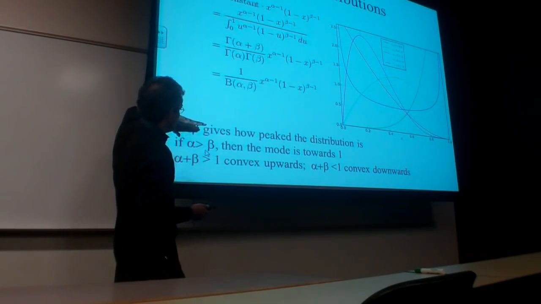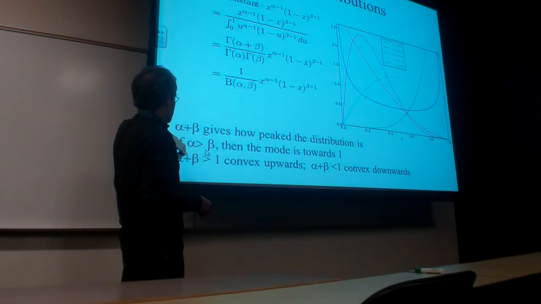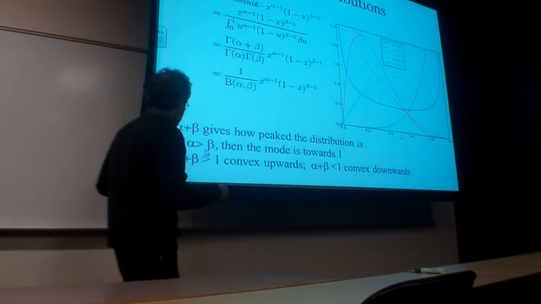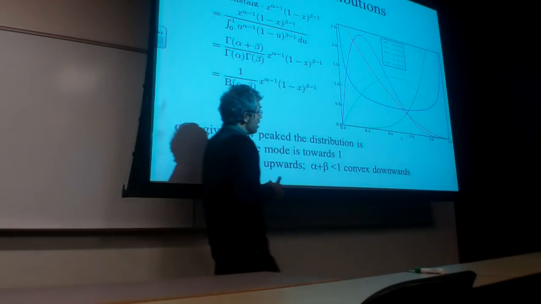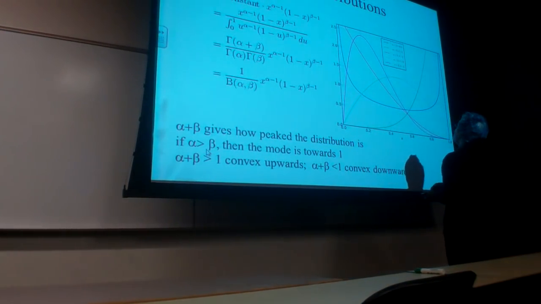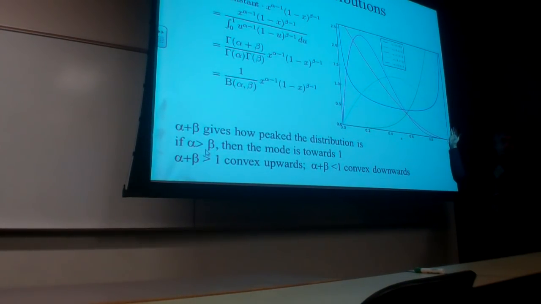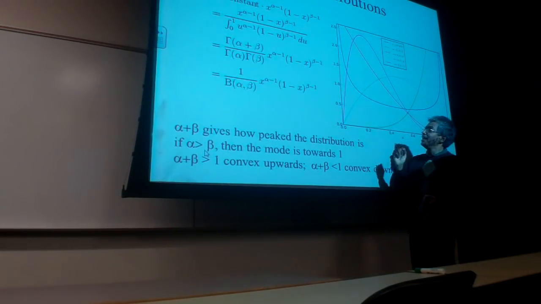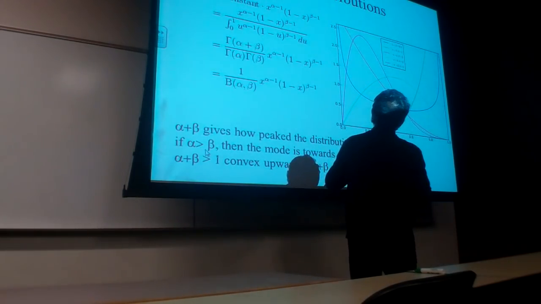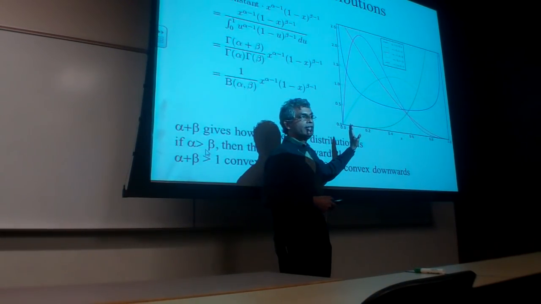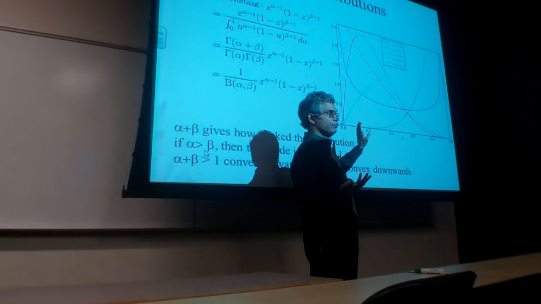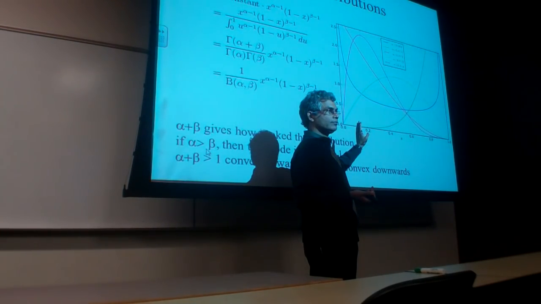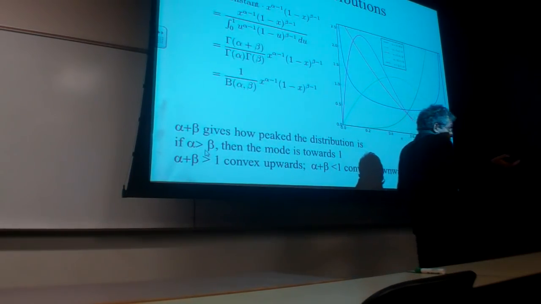As long as alpha plus beta are greater than 1, it looks like a nice, inverted cup. If alpha is greater than beta, then the peak occurs closer to 1. If beta is greater than alpha, then the peak occurs closer to 0. It becomes a skewed distribution. Do you see what I'm saying? Okay, so this gives you an idea.